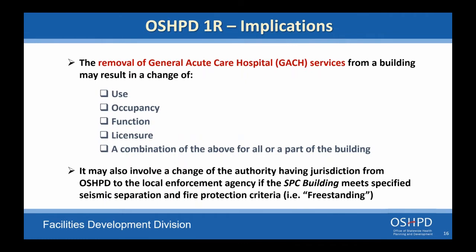When the general acute care is removed, this can cause a change of use, change of occupancy, change of function, change of licensure, or a combination of these. So you can have different floors with different uses. There's a lot of opportunities and options that are available to reuse these buildings. The other option is it can go to the local jurisdictions. These have their own pros and cons, and we'll cover those later on.